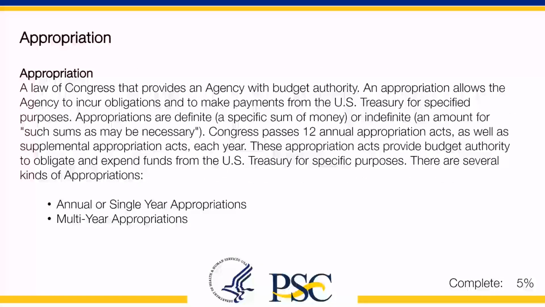Appropriation, a law of Congress that provides an agency with budget authority. An appropriation allows the agency to incur obligations and to make payments from the U.S. Treasury for specified purposes. Appropriations are definite, a specific sum of money, or indefinite, an amount for such sums as may be necessary. Congress passes 12 annual appropriation acts, as well as supplemental appropriation acts, each year.